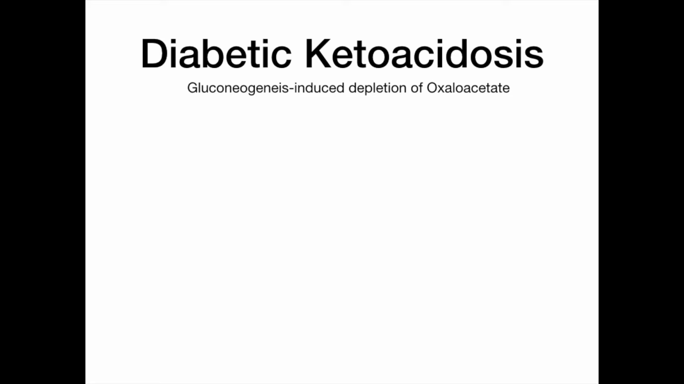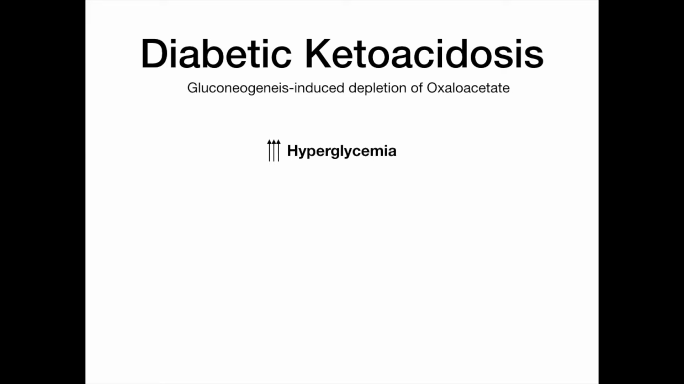So diabetic ketoacidosis, aka DKA, is still gluconeogenesis-induced depletion of oxaloacetate. So let's consider for a moment what happens in DKA. So a type 1 diabetic has a blood sugar of 600 for, let's say, 5 or 6 hours. So very high blood glucose, known as hyperglycemia. What happens in states of hyperglycemia in a type 1 diabetic?